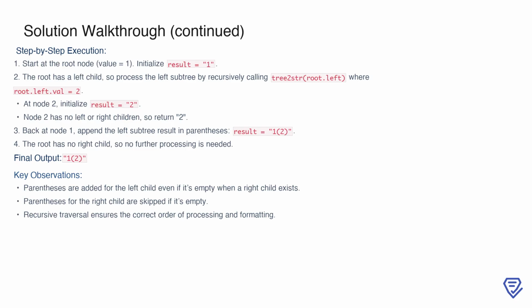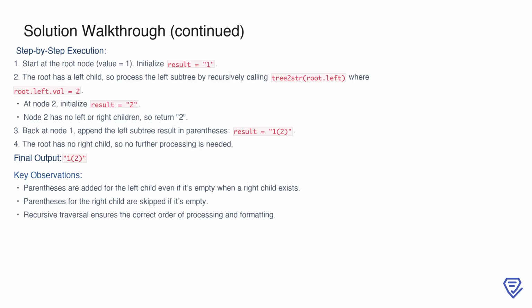The root node has a value of 1 and a left child with the value 2. Starting at the root, we initialize the result as 1. Since the root has a left child, we process the left subtree recursively at the node with value 2. At this node, we initialize the result as 2, and because it has no children, we return 2.